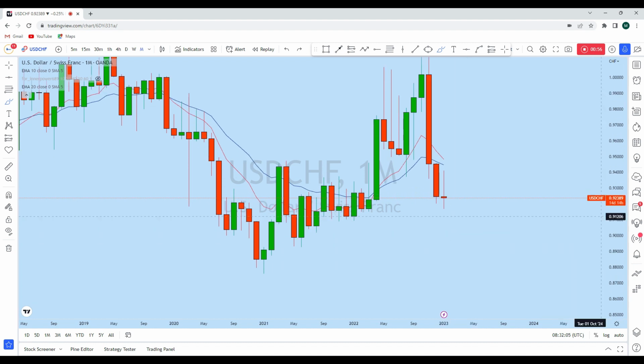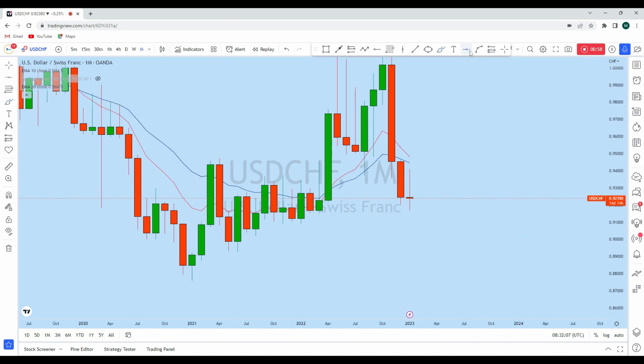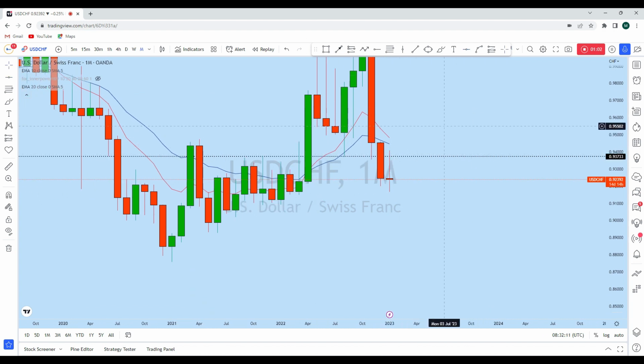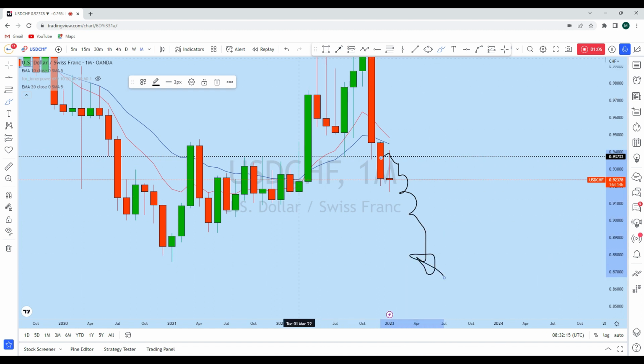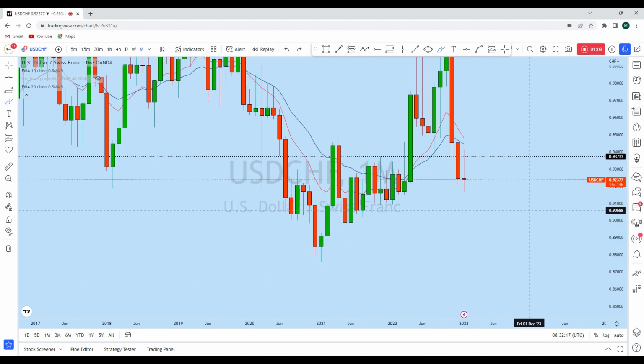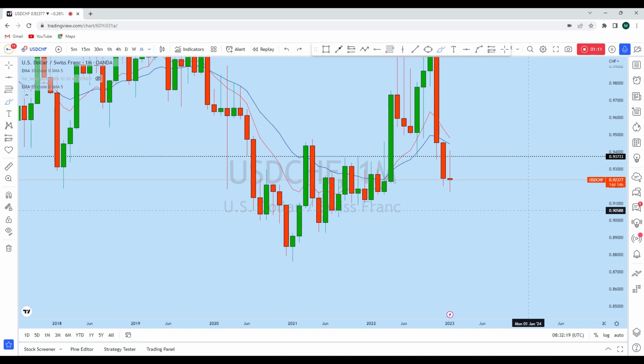As a result, this month we have seen that the price has gone up and tested this very important previous support zone, turning resistance, and from that level we can expect USD CHF to continue to drop. As this is a long-term bearish market, it is highly likely that the price will drop.